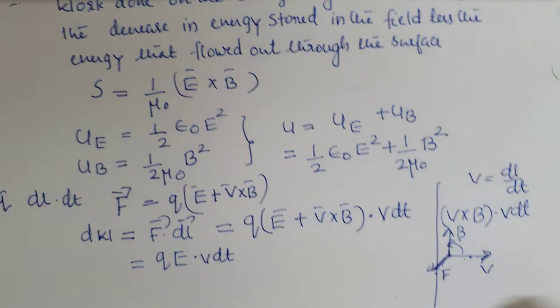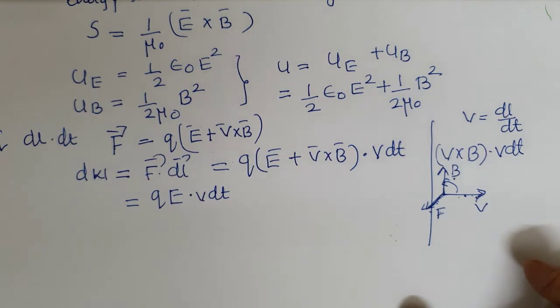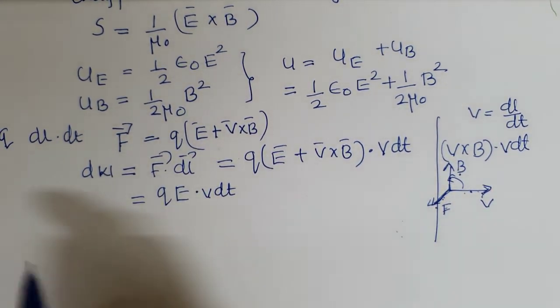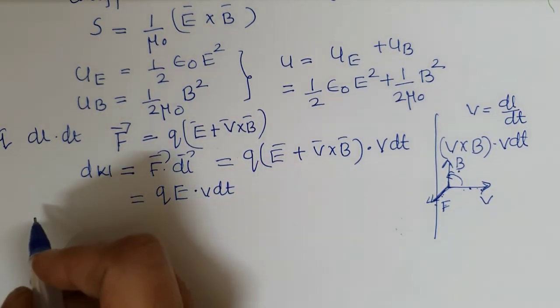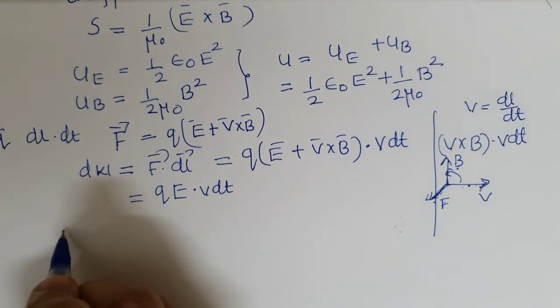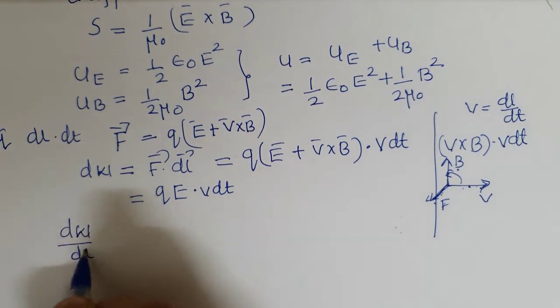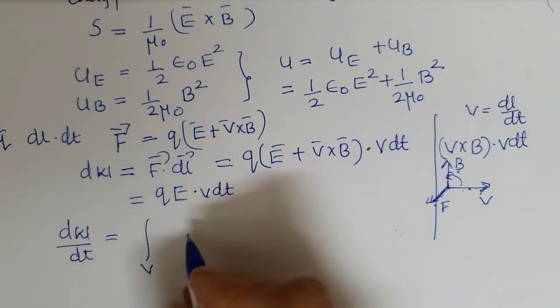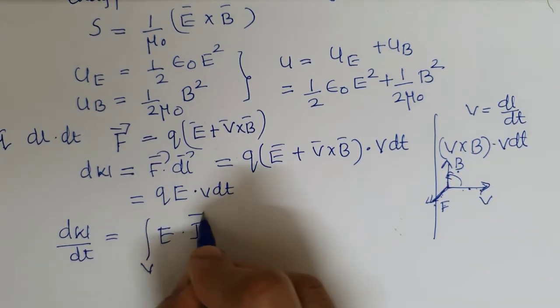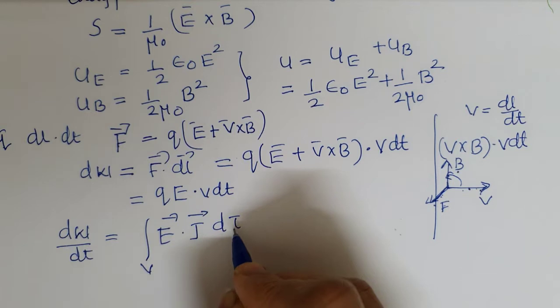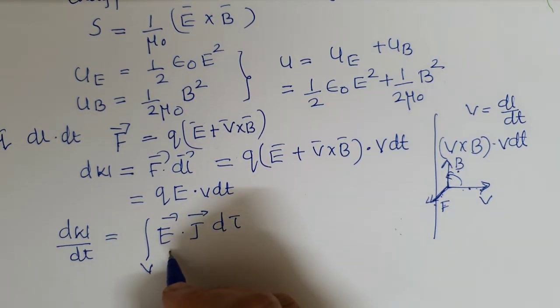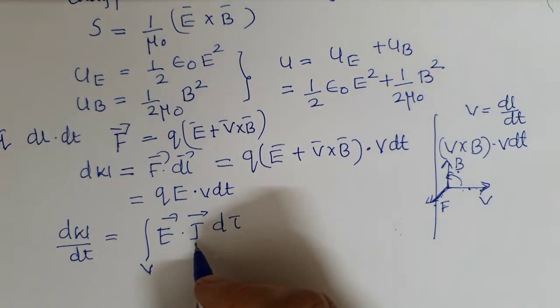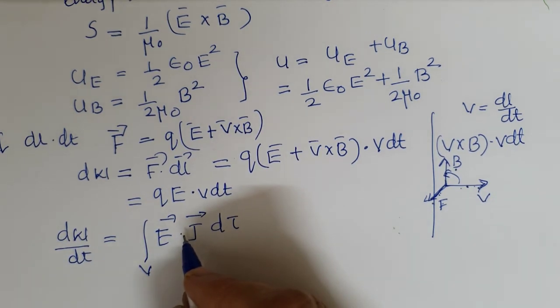And we can consider the rate at which the work is done on the charges in a volume V, that is dW by dt. Over a volume, this can be represented as the integral of E dot J d tau, where d tau is a volume element, E is the field and J is the current density. So this E dot J is the work done per unit time per unit volume, or the power delivered per unit volume.